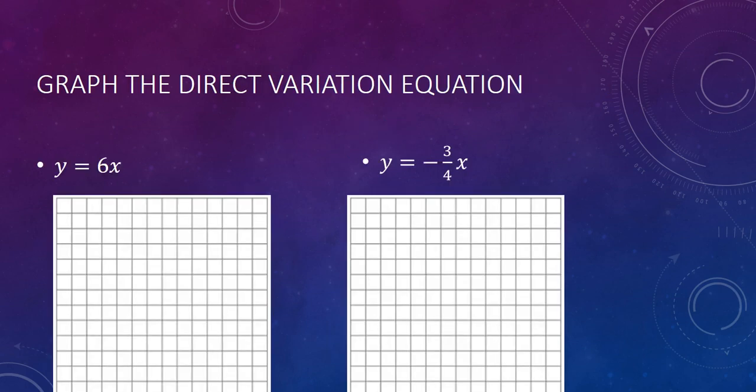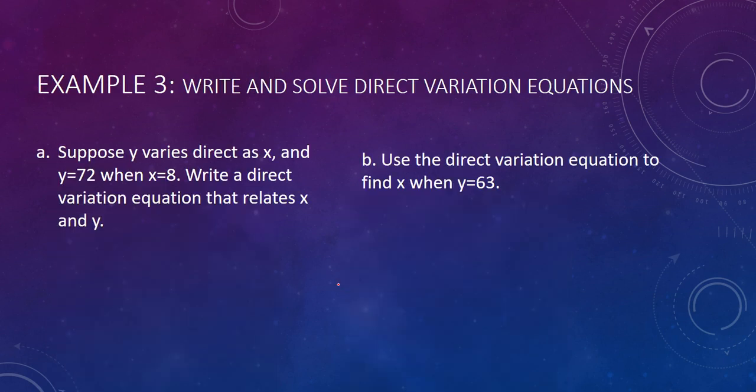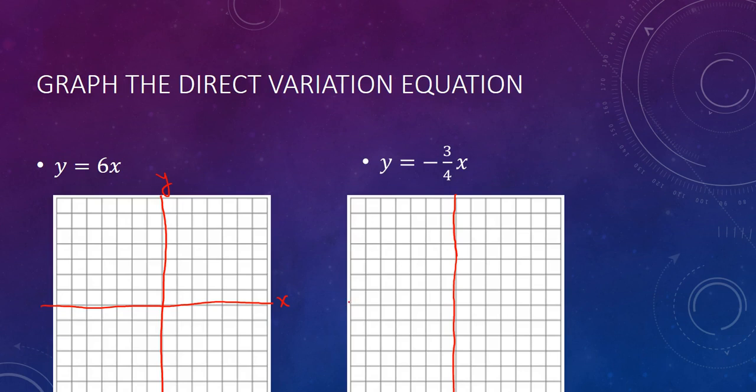Graph the direct variation equation. Okay, so you need your x and y axis. Now, in the previous section, we were talking about finding slope, and we did some of those off of the graphs. To find the slope between the points in the graph, say a point was here and a point was here, we would count how much rise and how much run to get from one point to the other, and that was our slope. So we're going to use that same idea here.